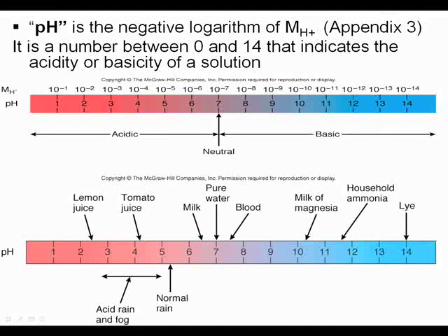When we're talking about pH, we are going to measure the molarity of H plus. It's in your book under Appendix 3. The pH is a number between 1 and 14 that indicates the acidity or basicity of a solution. If you haven't done log functions before, you need to refresh your memory or learn it. But I think most people have seen it before. Okay, let's talk a little bit about it.